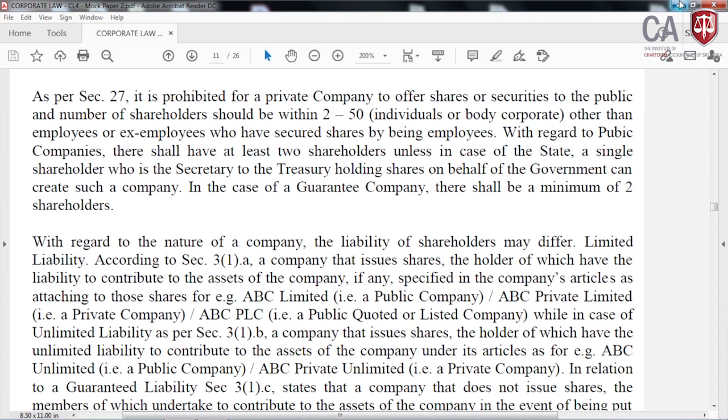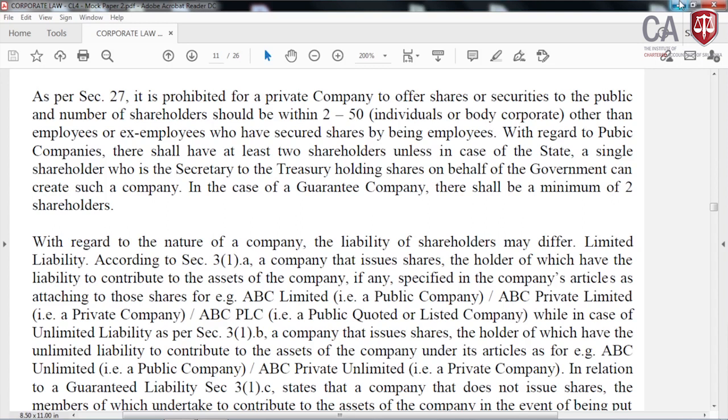So, that number does not apply where there are employees for whom the shares have been issued, because they fall into a very special category of shareholders. That is the reason. So, generally shareholders holding ordinary shares must consist of at least 2 or a maximum of 50 persons or individuals or body corporates or a mix.